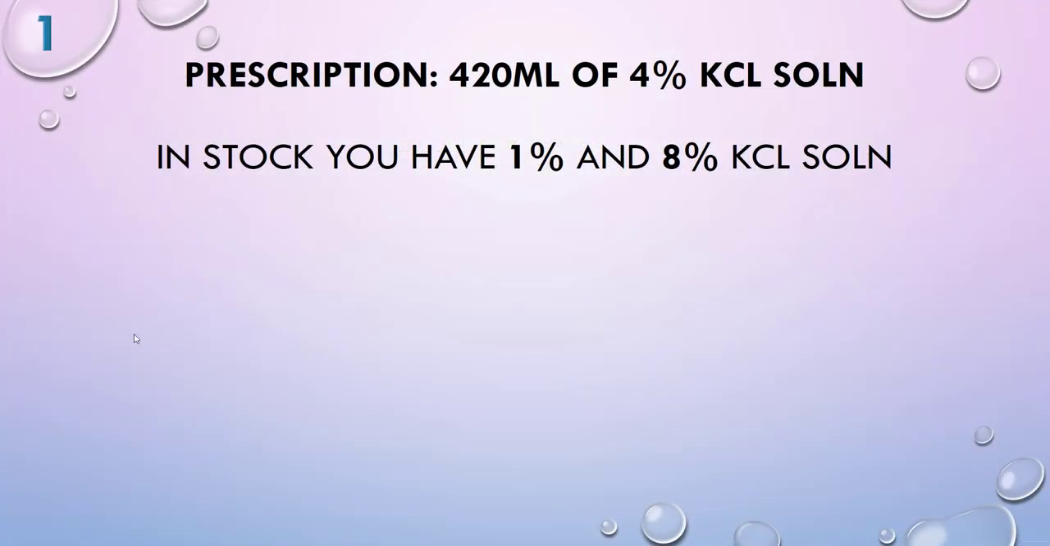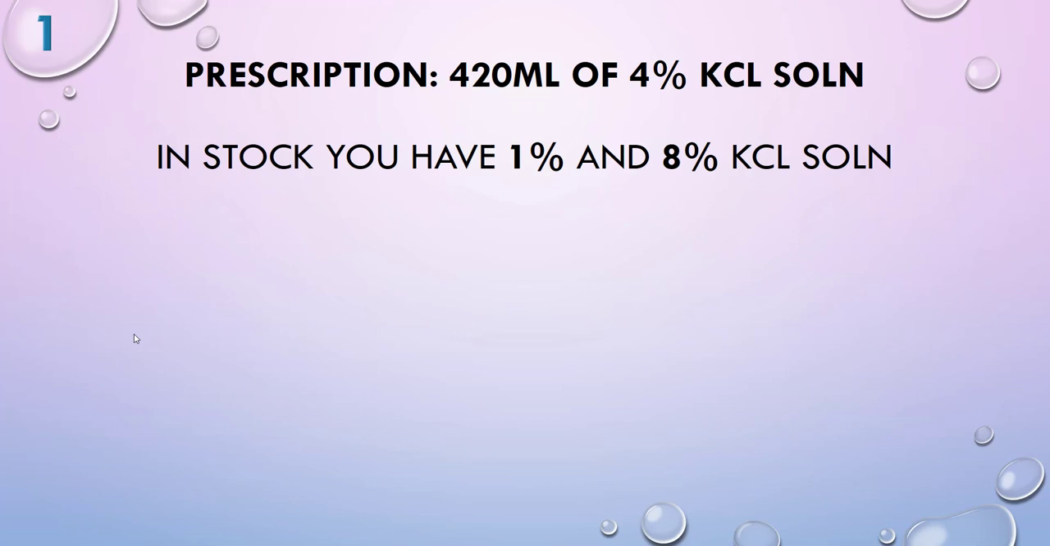All right, let's get started. So with an allegation, you're going to have a prescription for a specific concentration that you don't happen to have in stock. What you will have is a concentration that is lower and higher than what you need. So let's take a look at our first example.